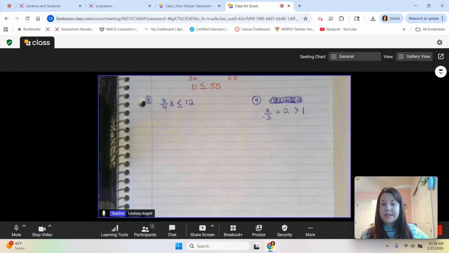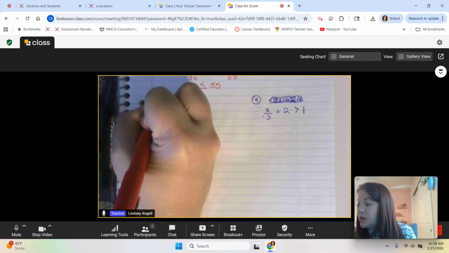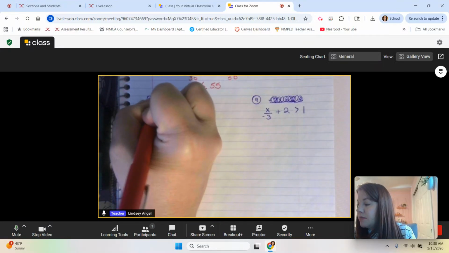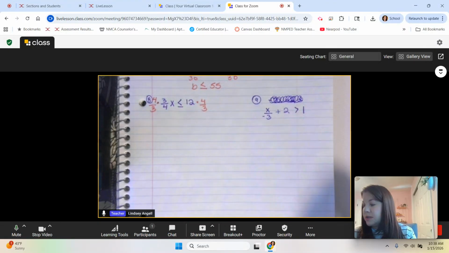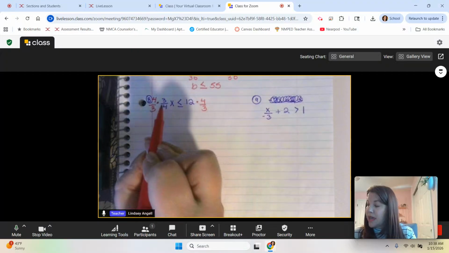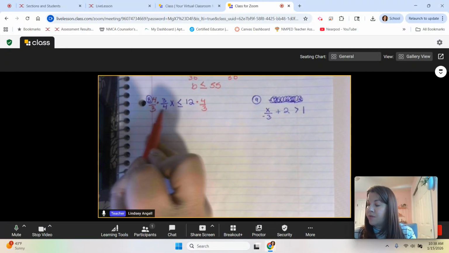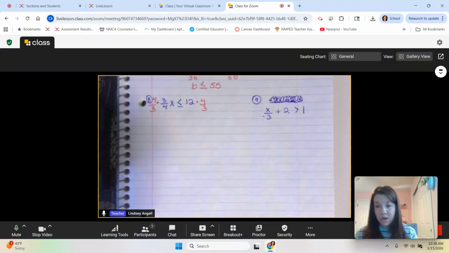All right, number 8, I wanted to include one that involves a fraction. Remember, when you're multiplying by a fraction, so in this case 3/4, in order to cancel it out, we would need to divide, right? Which is the same thing as multiplying by the reciprocal. So in order to solve this one, I'm going to multiply both sides by 4/3. By doing that, I can create a fraction of 12 over 12, right? Well, 12 over 12 is equal to 1.